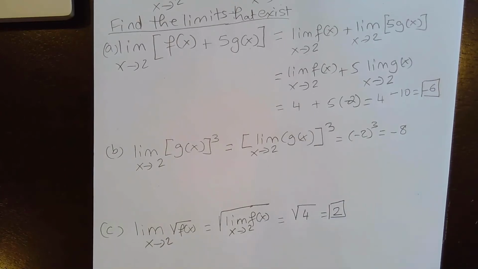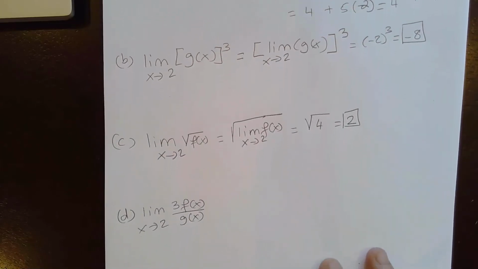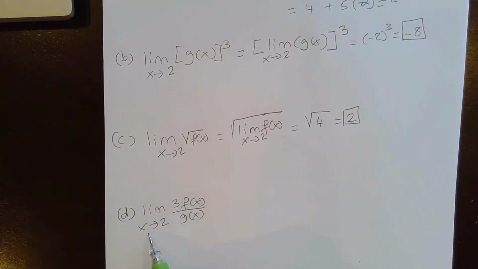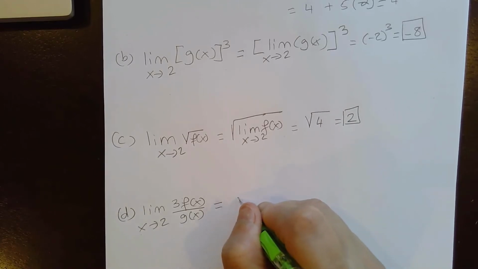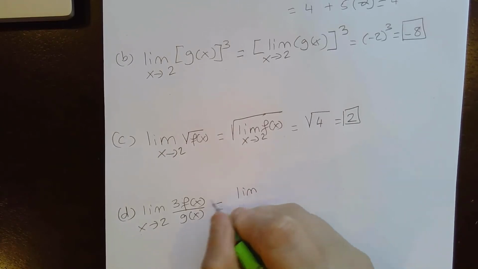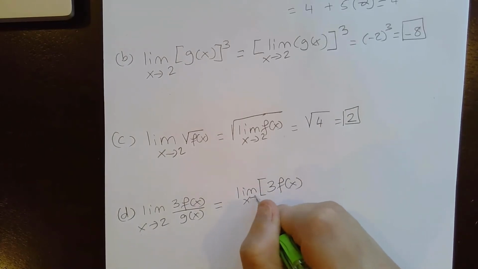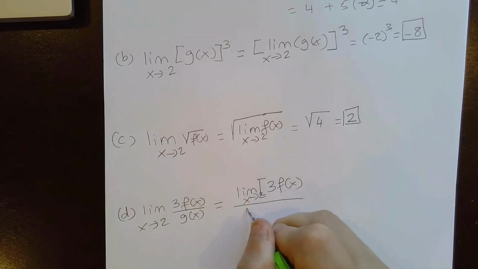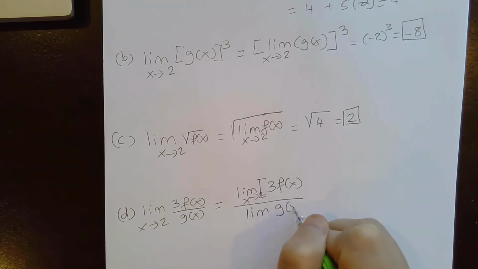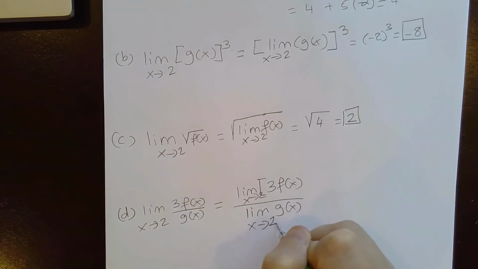Okay, now one more problem. Let's take a look at part D. The limit as x approaches 2 of 3 times f of x over g of x. I can use here the quotient law. That's equal to the limit of the numerator, which is 3f of x as x approaches 2, divided by the limit of g of x as x approaches 2. I'm using the quotient law.